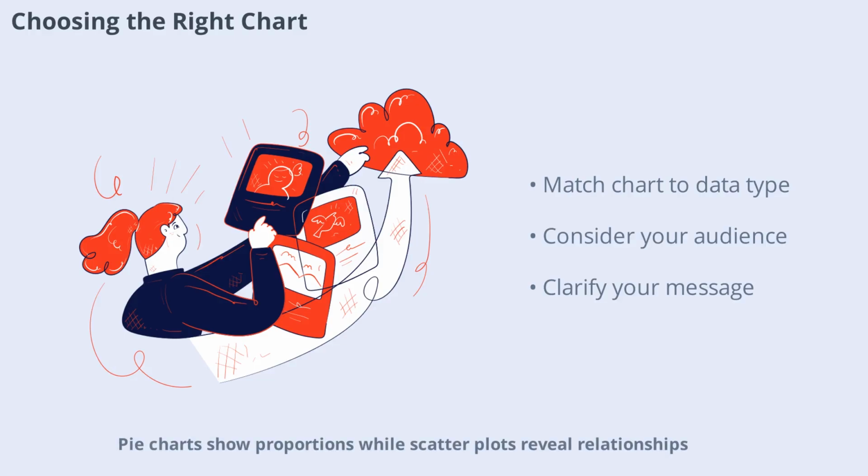Pie charts show proportions while scatter plots reveal relationships. Always consider your audience and the message you want to convey before picking a visualization technique.